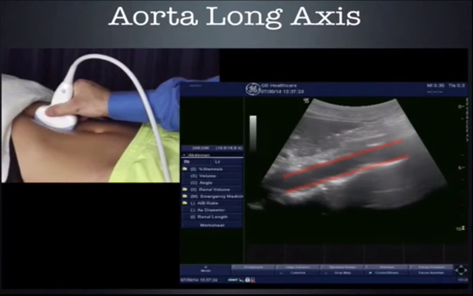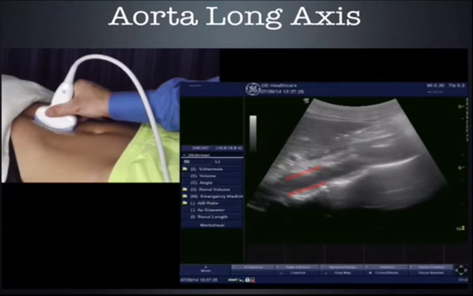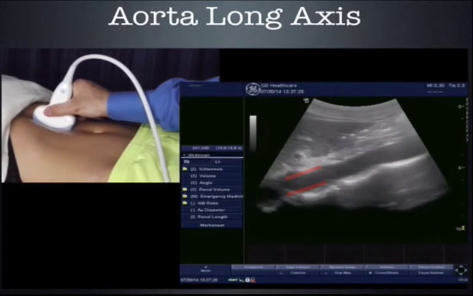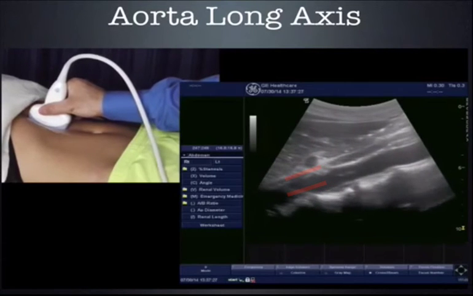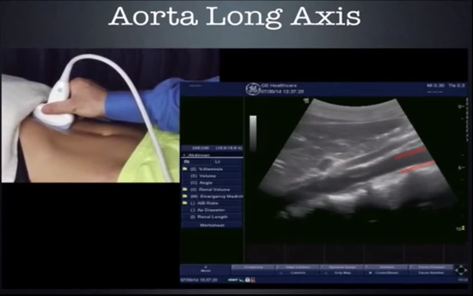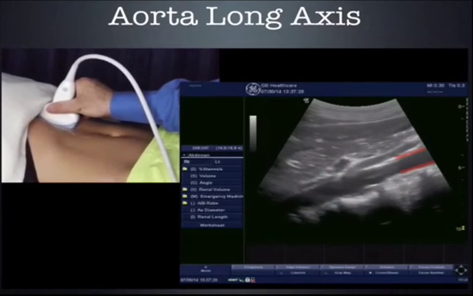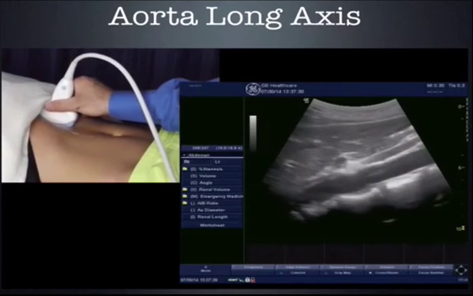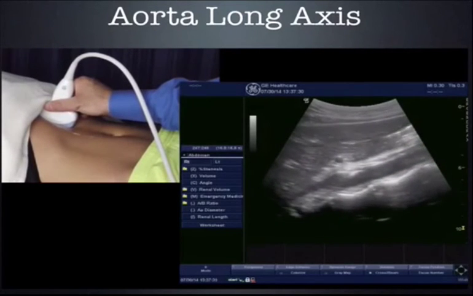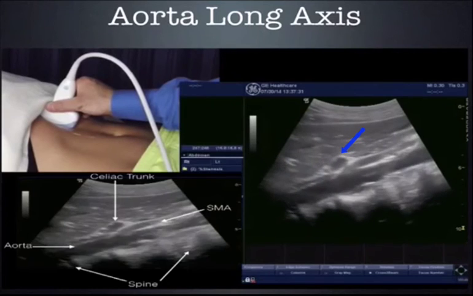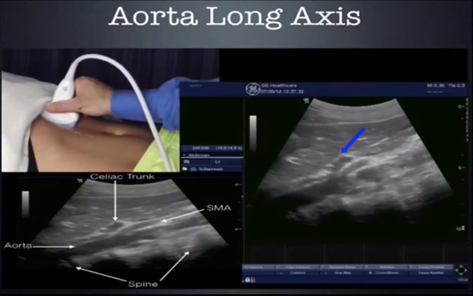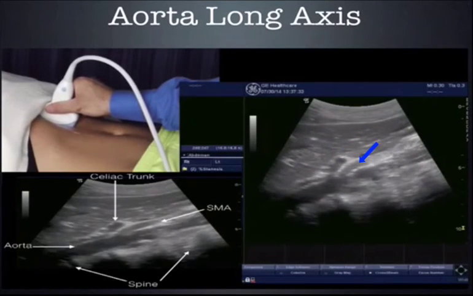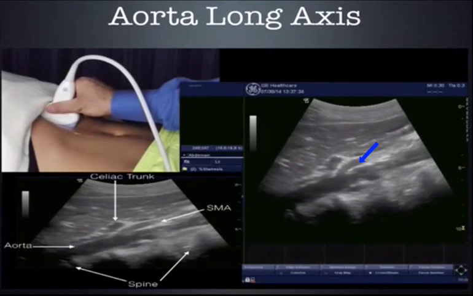And you can see as the aorta moves more caudal, it becomes more shallow. Here, the aorta is located at approximately 5 centimeters of depth, whereas here, the aorta is located at only 2 centimeters of depth. This is again why the distal aorta is more clearly visualized. Here we can see the celiac trunk, and this is the takeoff of the superior mesenteric artery.